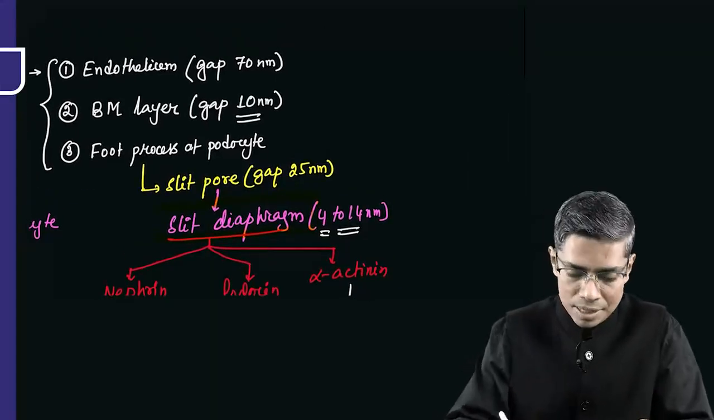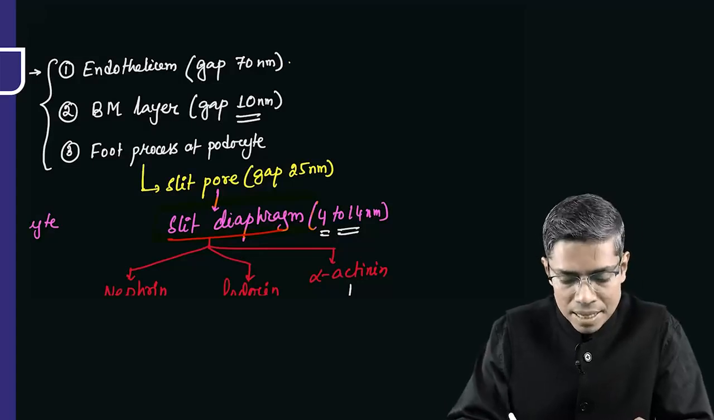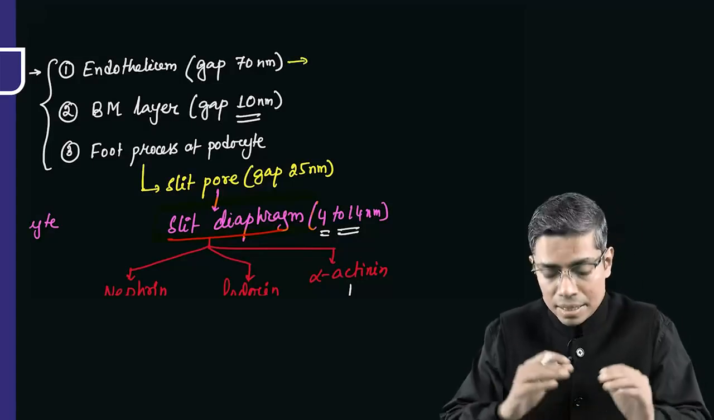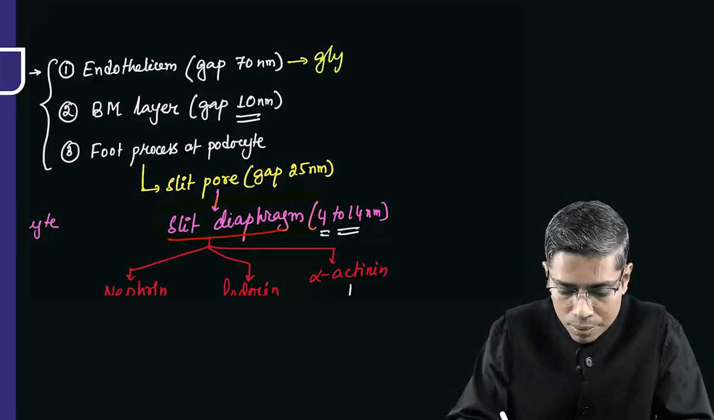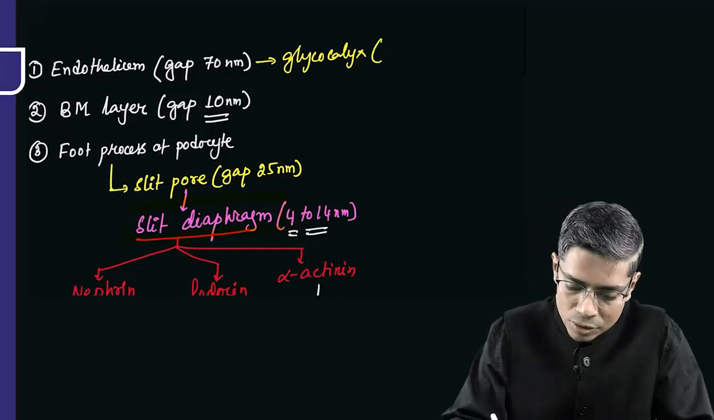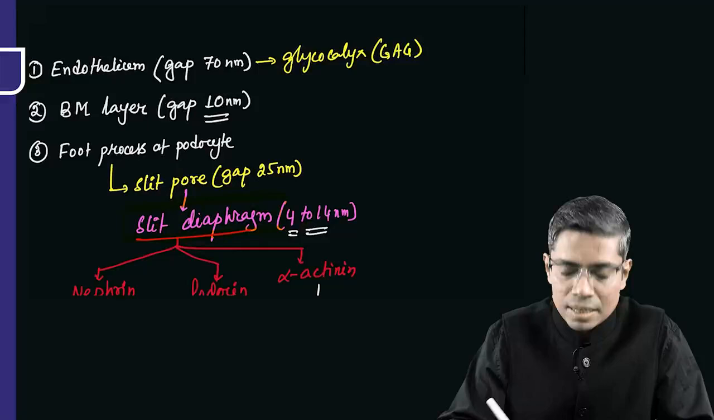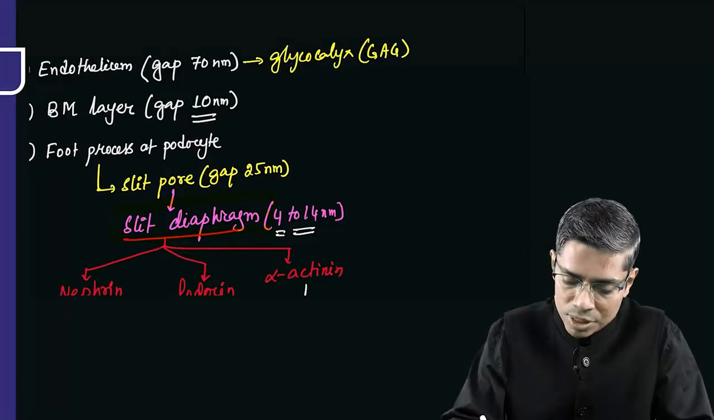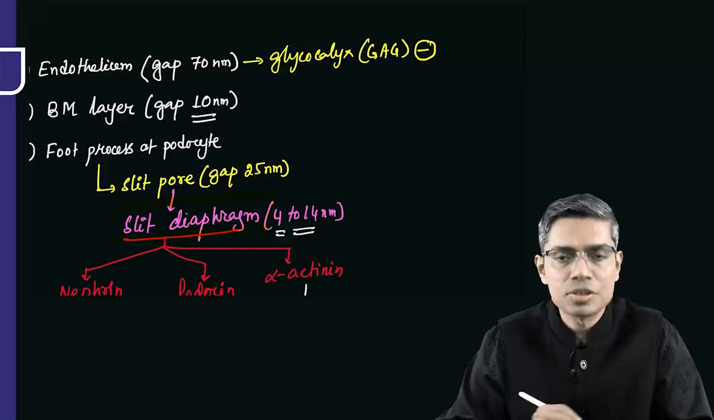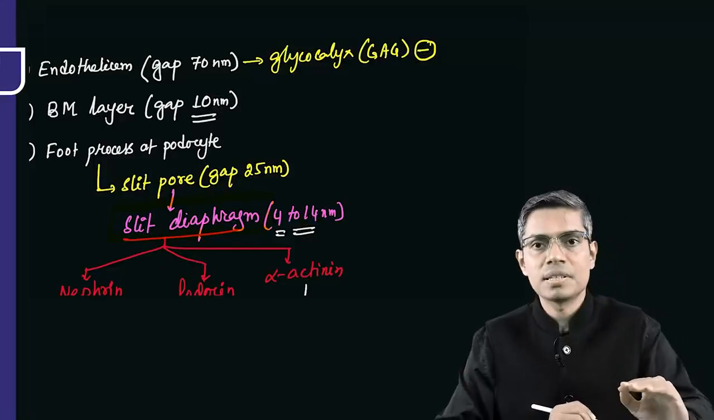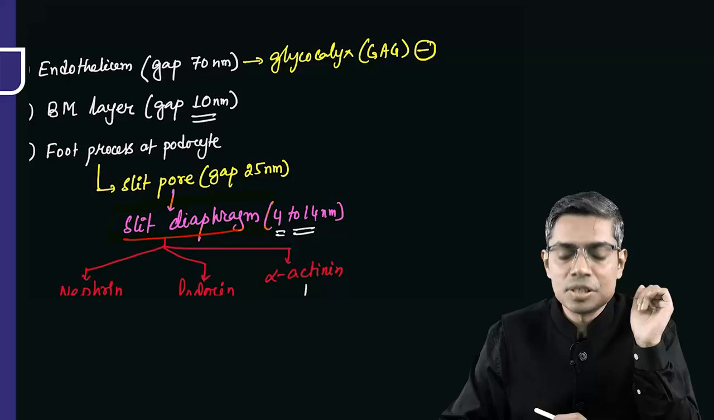Look at the endothelium cell. The endothelium cells are under the covering of glycocalyx. And this glycocalyx is composed of GAG, that is glycosaminoglycan. What kind of charge does it hold? Negative charge, right? So the endothelium cell surface is also negatively charged.